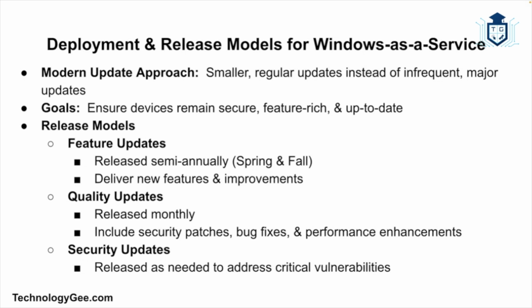Windows as a service uses a structured release cadence to deliver updates. It has feature updates, and these are released semi-annually in the spring and fall. These updates deliver new features and improvements. It has what are called quality updates, and these are released monthly. They include security patches, bug fixes, and performance enhancements. And then it has security updates, and these are released as needed to address critical vulnerabilities.